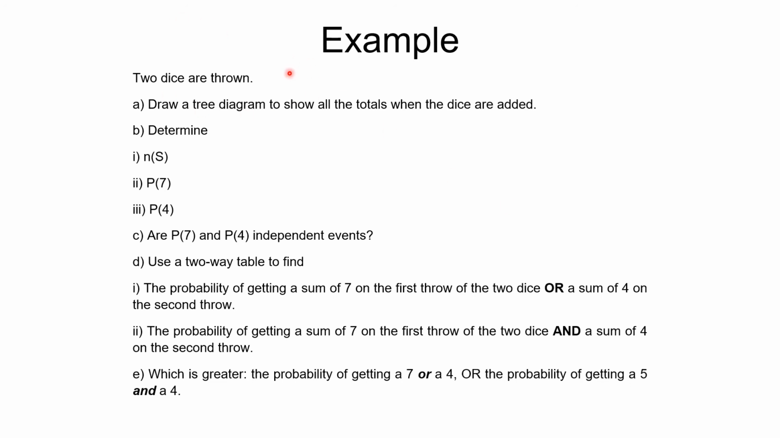For example, we will look at one example. Two dice are thrown. Draw a tree diagram to show all the totals when the dice are added. Here it simply means when you throw two dice, say you get 1 and 3, you add 1 and 3. For part B, based on the diagram we drew, we need to determine the sample space S, the probability of getting 7, and the probability of getting 4. And for part C, we need to find a probability.